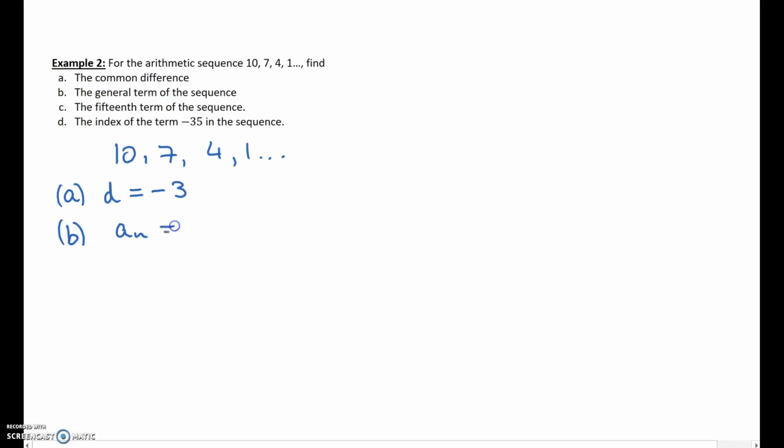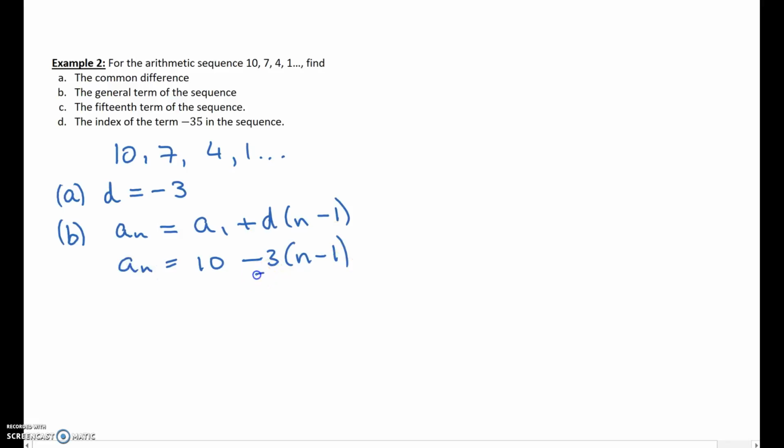So again, we have this formula for the general term of an arithmetic sequence: A_n equals A1 plus D times (n minus 1). A1 is just the first term, so the first term is 10, plus D. Well, D is negative 3, so minus 3 times (n minus 1).